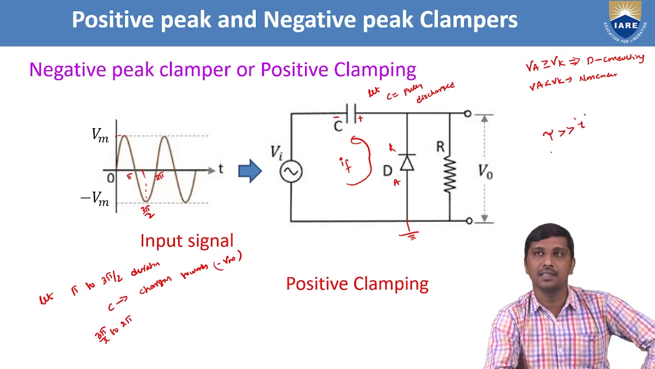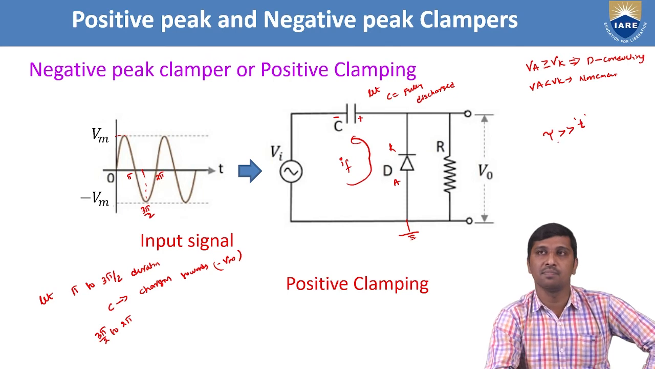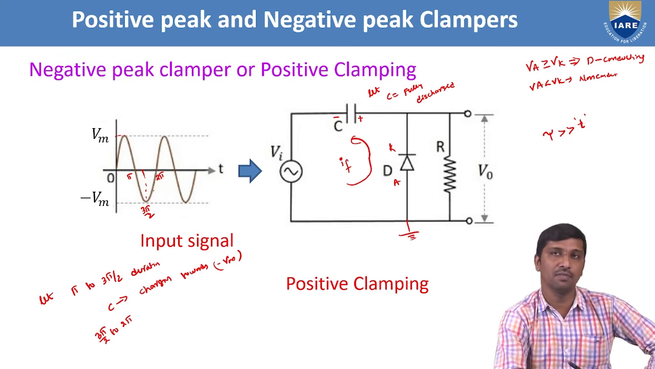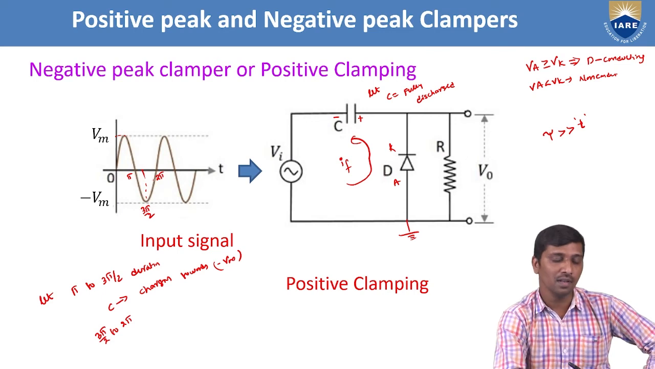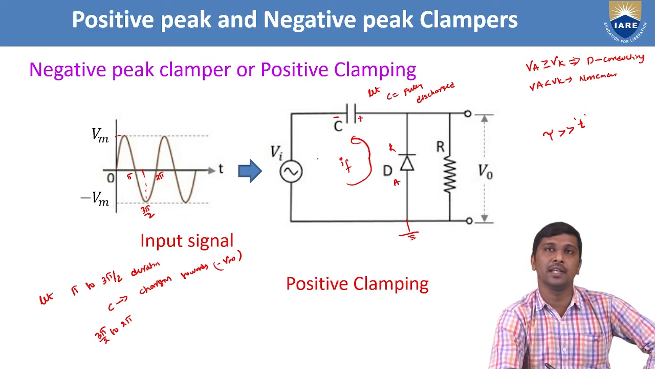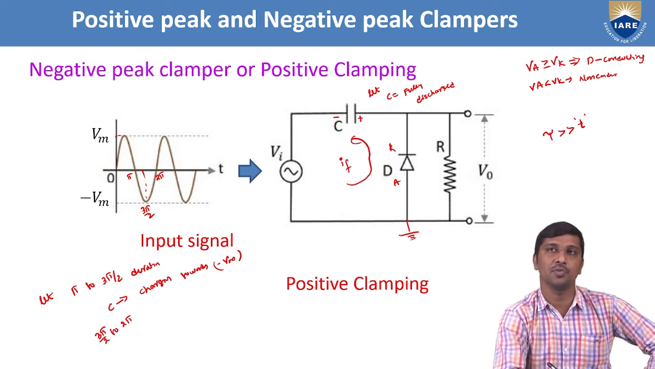Hence, here I consider that tau is much greater than t. Under this condition, what happens here? The input signal is changing from minus Vm to 0 fast, but the capacitor is slowly discharging towards the minimum 0 voltage, or the capacitor is slowly attaining 0 voltage. So from that point, we consider that the voltage across the capacitor is represented as Vm.